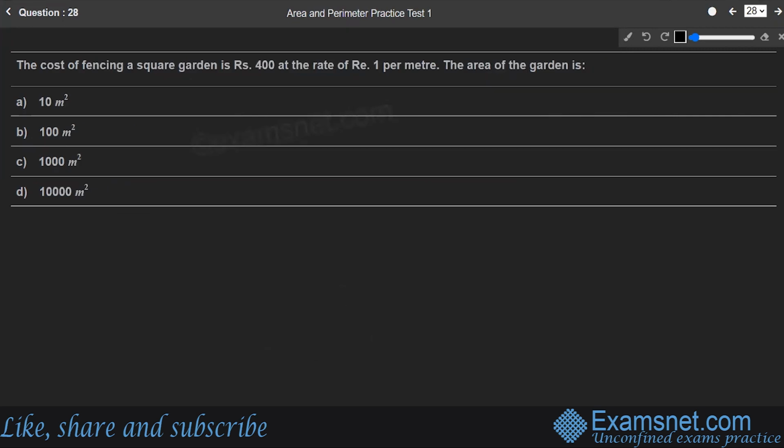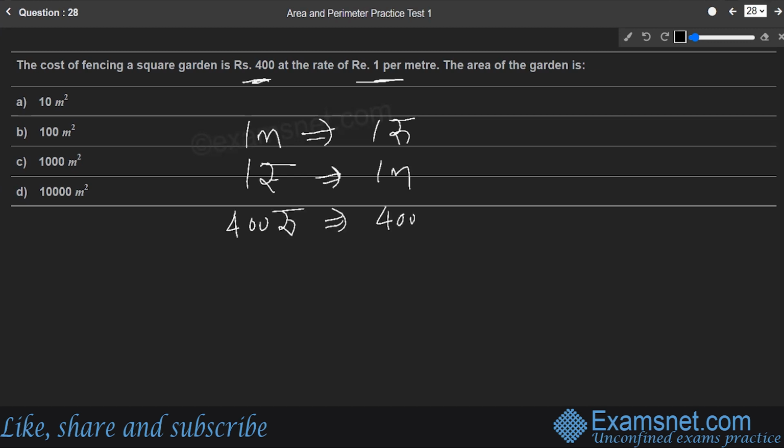Now, the cost of fencing a square garden is 400 at the rate of rupees 1 per meter. So for 1 meter, the cost is 1 rupee. So 400 rupees will be the cost of how many meters? Clearly 400 meters. By this way, we can find out the length of the fencing. The length of the fencing is clearly 400 meters.